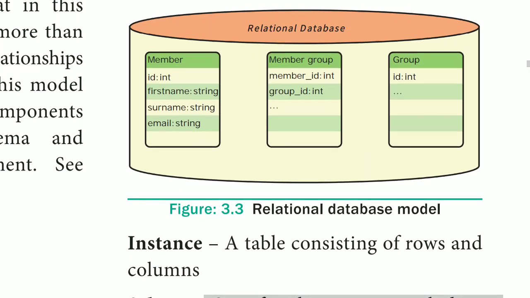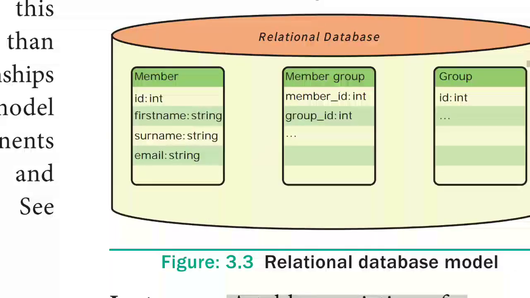So here you can see that member is an instant, and member group is an instant, and group is an instant. Each of which is related by a single entity, which is known as id. So id in member is related to member id in member group and id in group. So they will be related to each other.